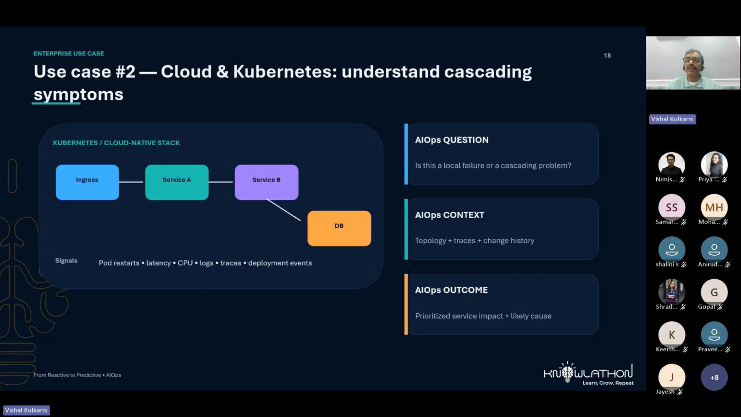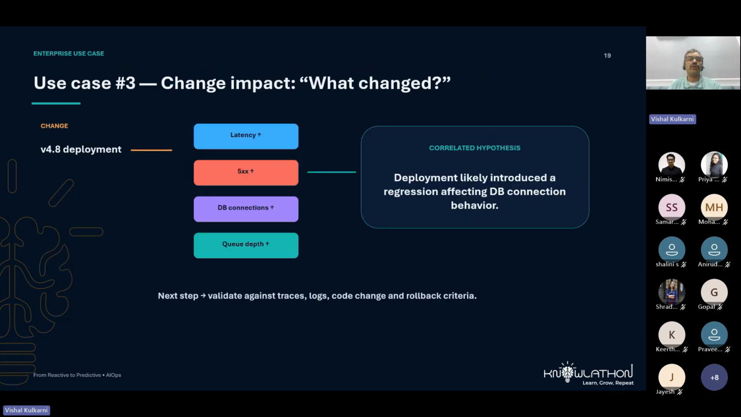It will set up the AIOps context in terms of identifying the topologies, looking at the traces, looking at the change histories, and typically the AIOps outcomes prioritize the service impacts and the likely causes of those downtimes. Change impact: what has changed, right? When you look at the change, and I'm not talking about change management, I'm talking about change enablement, right? The new version 4.8 has been deployed.